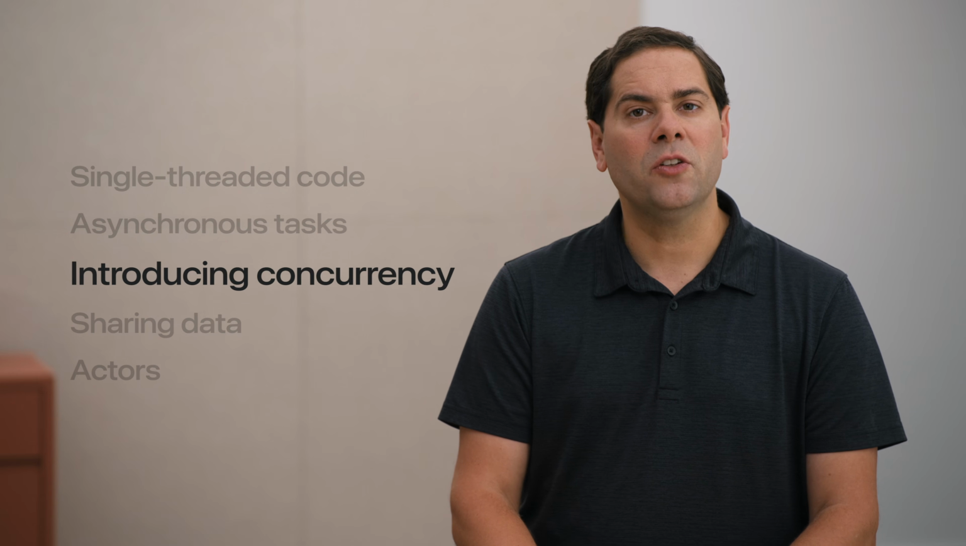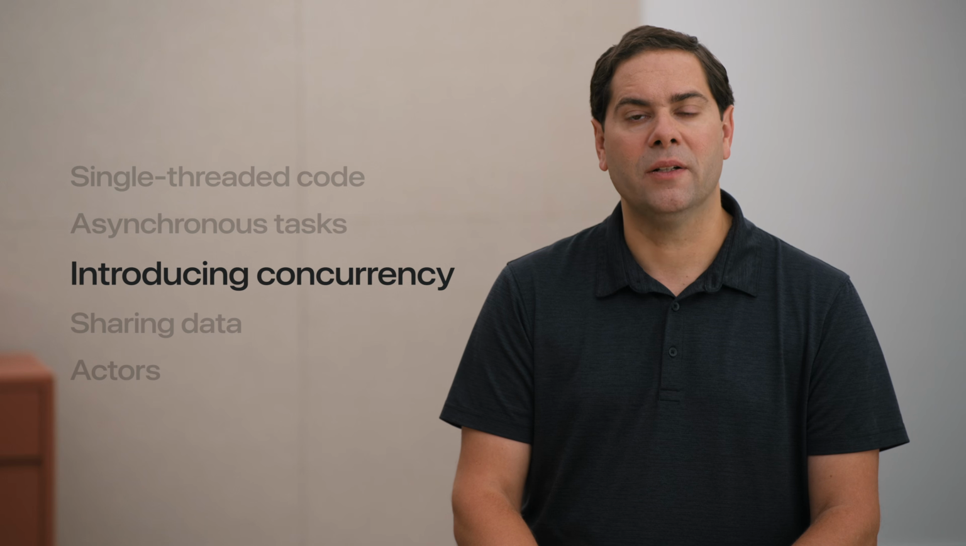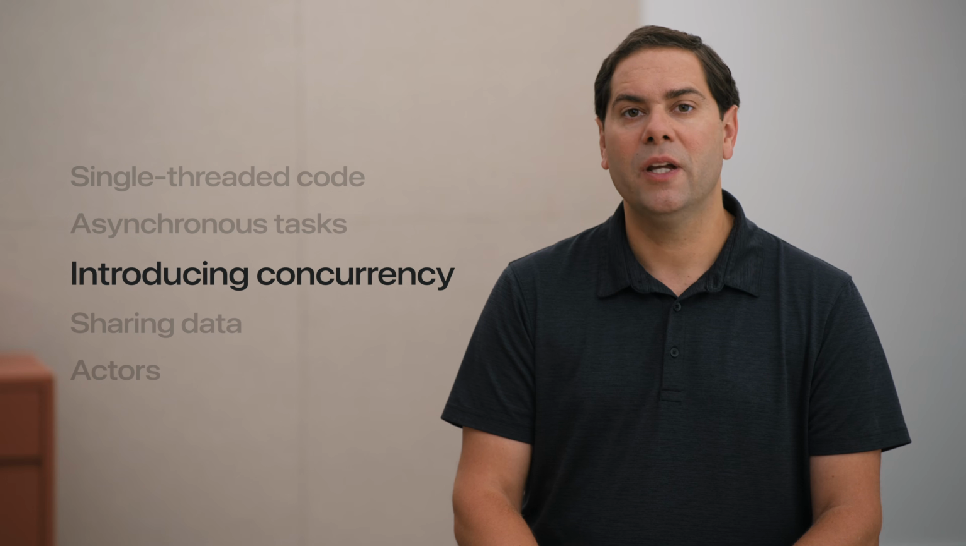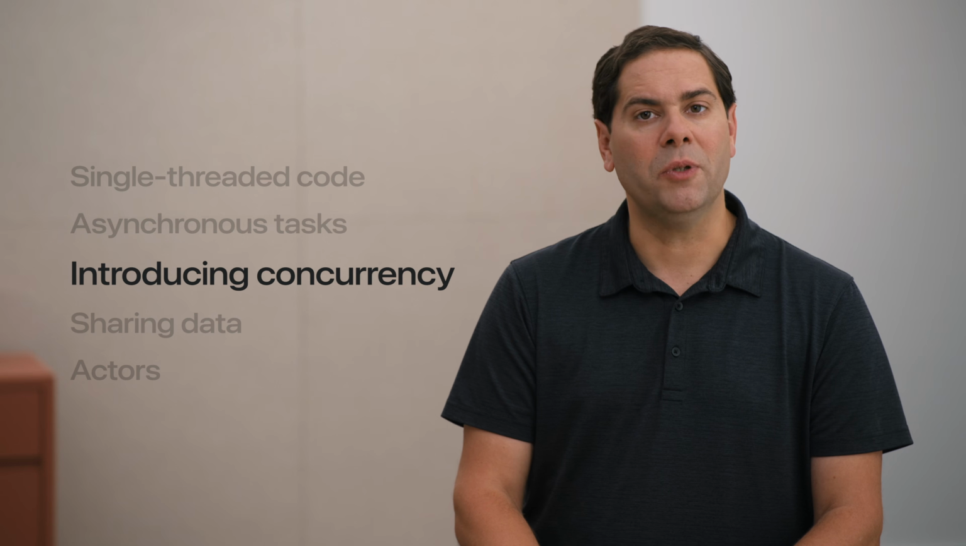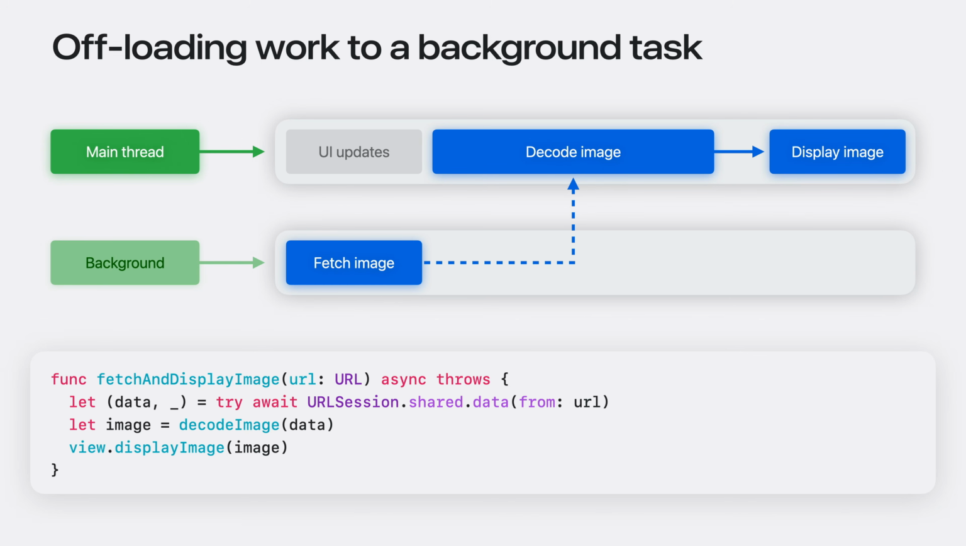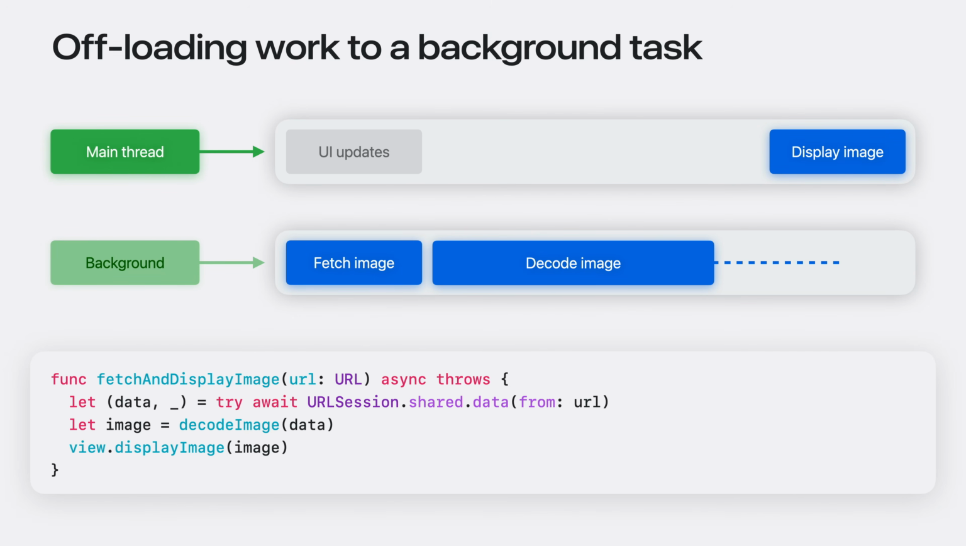Concurrency is what lets parts of your code run on a background thread in parallel with the main thread, so it doesn't block the UI. It can also be used to get work done faster by using more of the CPU cores in your system. Our goal is to get decoding off the main thread, so that work can happen on a background thread.